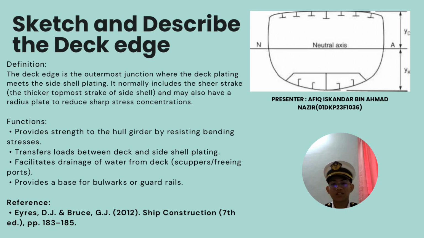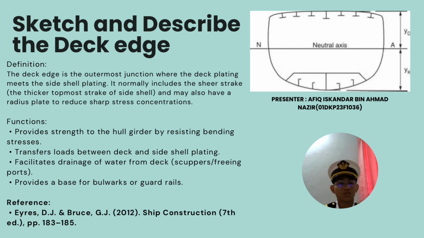My topic is sketch and describe the deck edge. The definition: the deck edge is the outermost junction where the deck plating meets the side shell plating. It normally includes the sheer strake, the thicker topmost strake of the side shell, and may also have a radius plate to reduce sharp stress concentrations. It is an important transition zone in ship structure where deck loads and side shell stresses are connected.